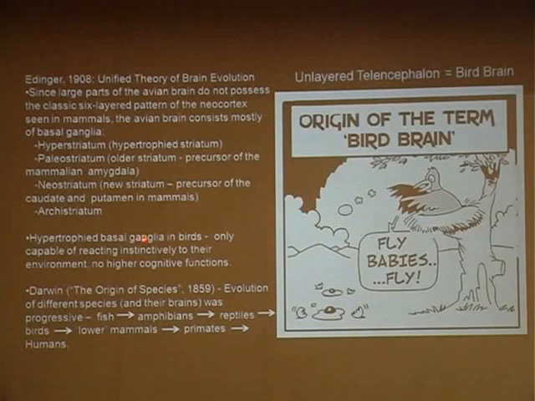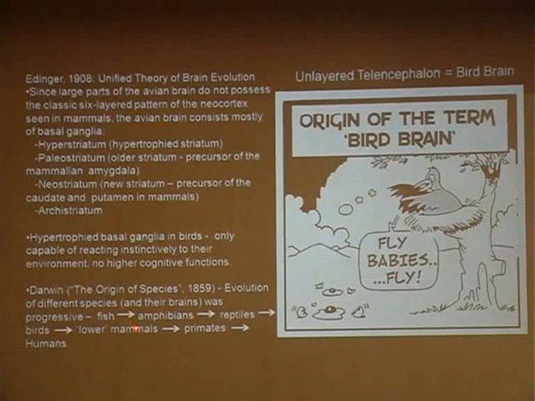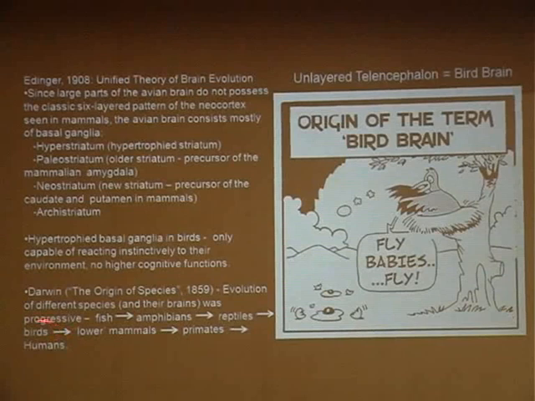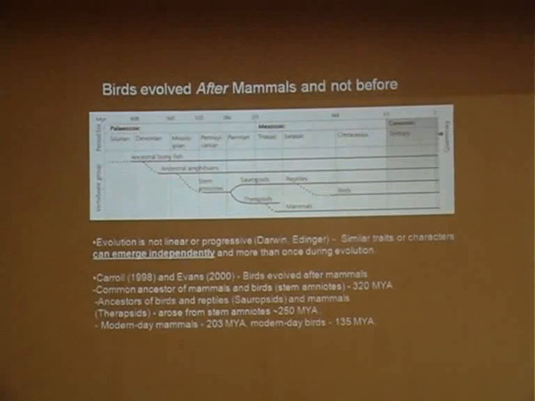In fact, Darwin had given this theory of evolution, and he said that basically evolution was progressive, and so was obviously the development of brain structure. So it started with fish and amphibians at one end, and finally reached humans at the other, and birds were somewhere in the middle. So clearly not able to do much in terms of cognition.